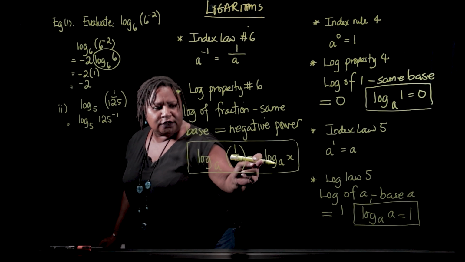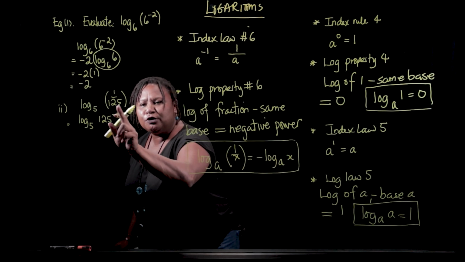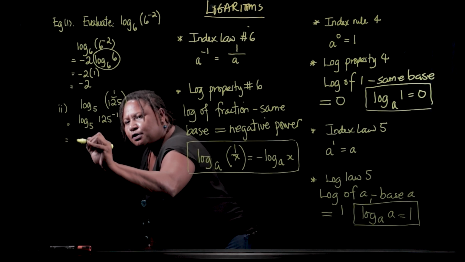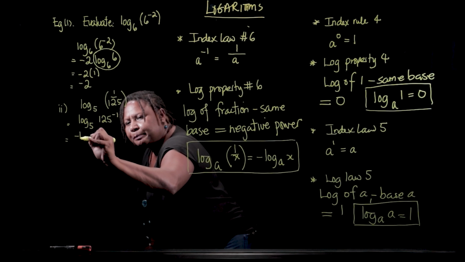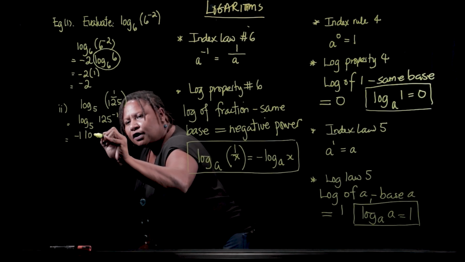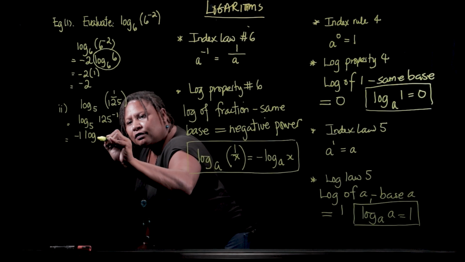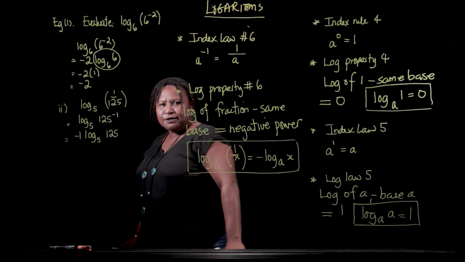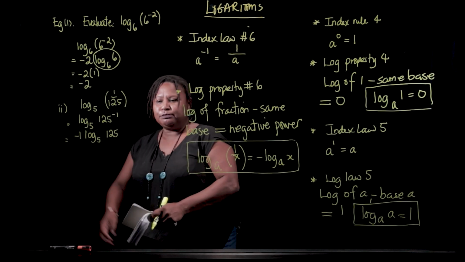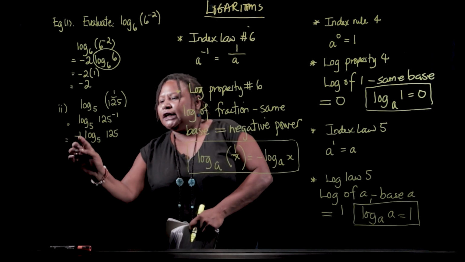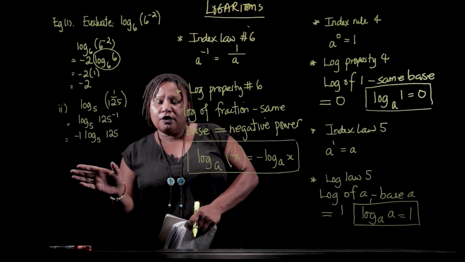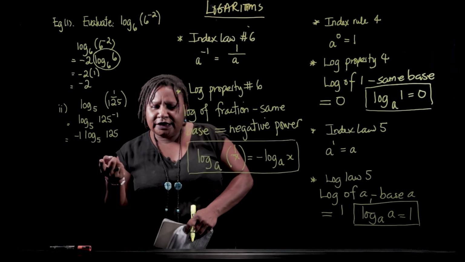Now, in order to get this, we move negative 1 across to this side, and it becomes the coefficient of log. So negative 1 log 125 to base 5. Okay, we're not done. Instead of writing negative 1, we can simply write negative log 125 to base 5.